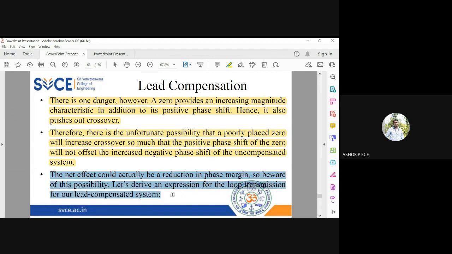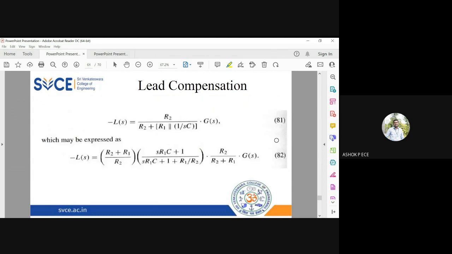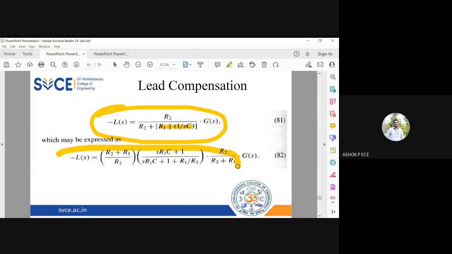So we have to be very particular about the position of the zero, because if the zero is poorly placed, that may affect the phase margin of your system. See, this is the loop function, and you can see R is in parallel with 1/sC. The formulas are the same as previous ones, where we used R plus 1/sC. Here we use R parallel to 1/sC. Other things are going to be as usual.